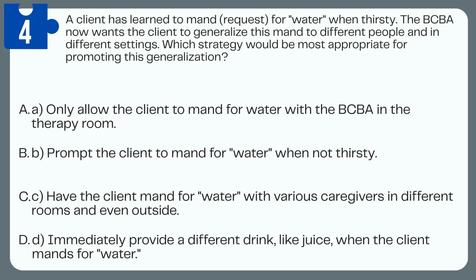Question 4. A client has learned to request, or mand, for water when thirsty. The BCBA now wants the client to generalize this to different people and in different settings. Which strategy would be most appropriate for promoting this generalization? A. Only allow the client to mand for water with the BCBA in the therapy room. B. Prompt the client to mand for water when not thirsty. C. Have the client mand for water with various caregivers in different rooms and even outside. D. Immediately provide a different drink, like juice, when the client mands for water.